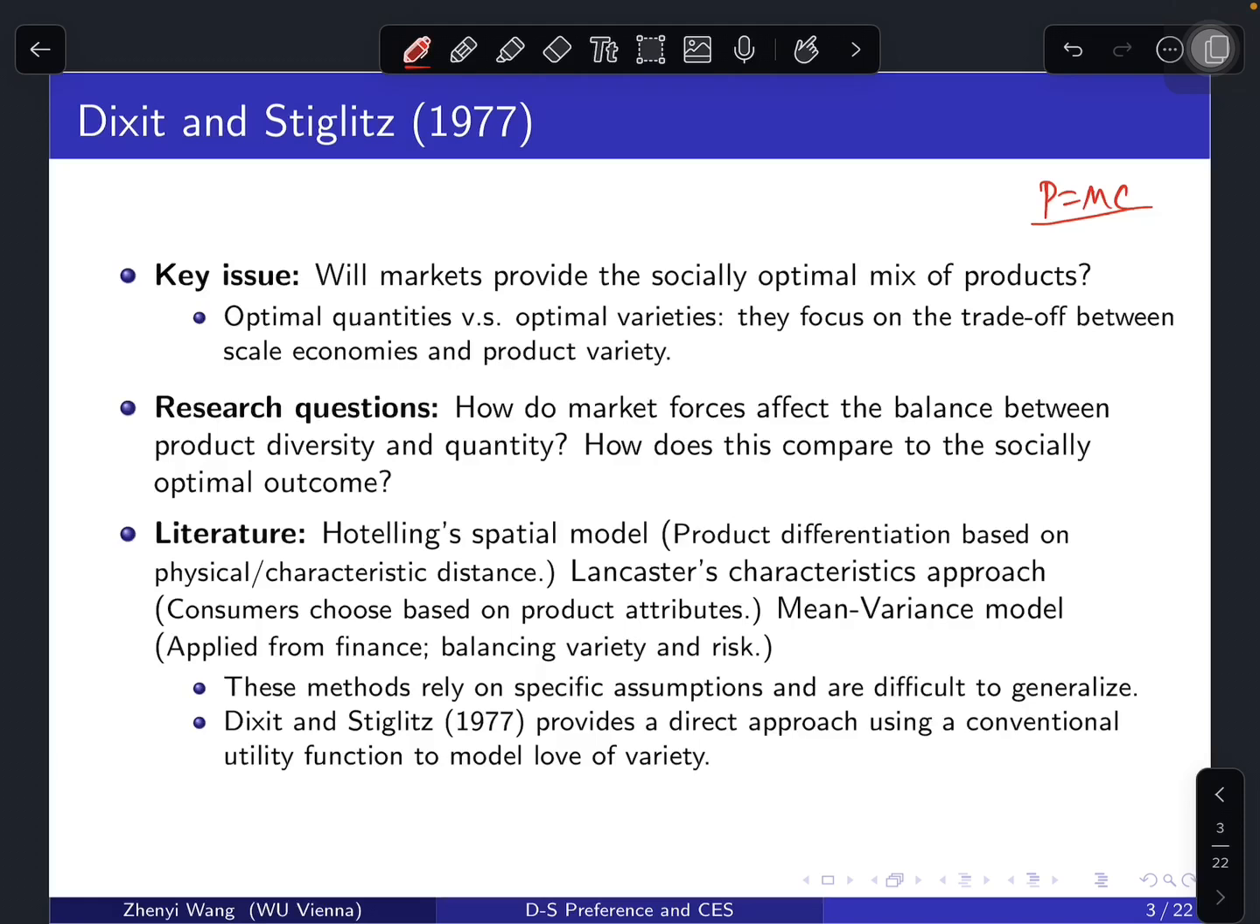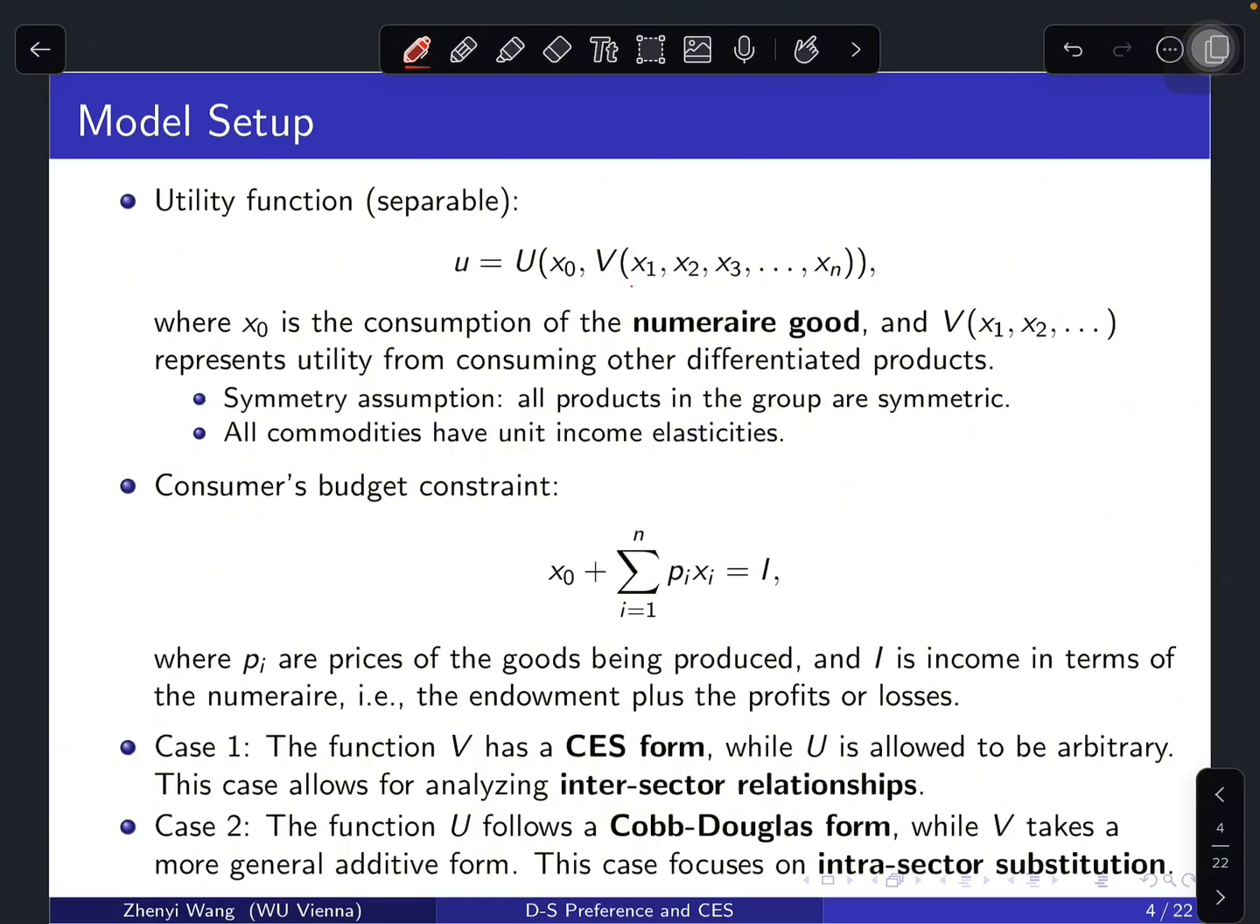And the mean variance model is mainly applied to finance. It balances variety and risk. These methods rely on specific assumptions and are difficult to generalize, while DS 1977 provides a direct approach using a conventional utility function to model variety. Okay, let's take a look at the setup of their models.